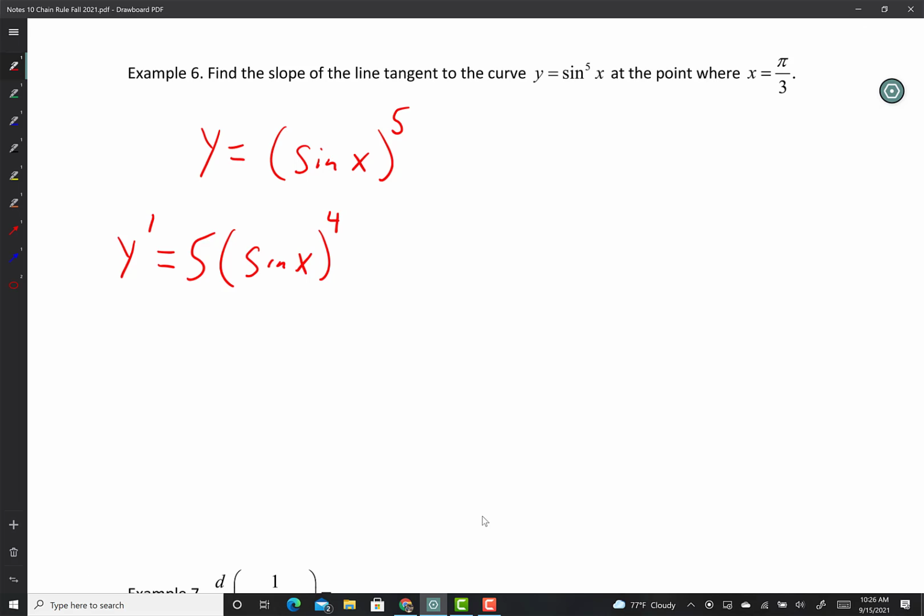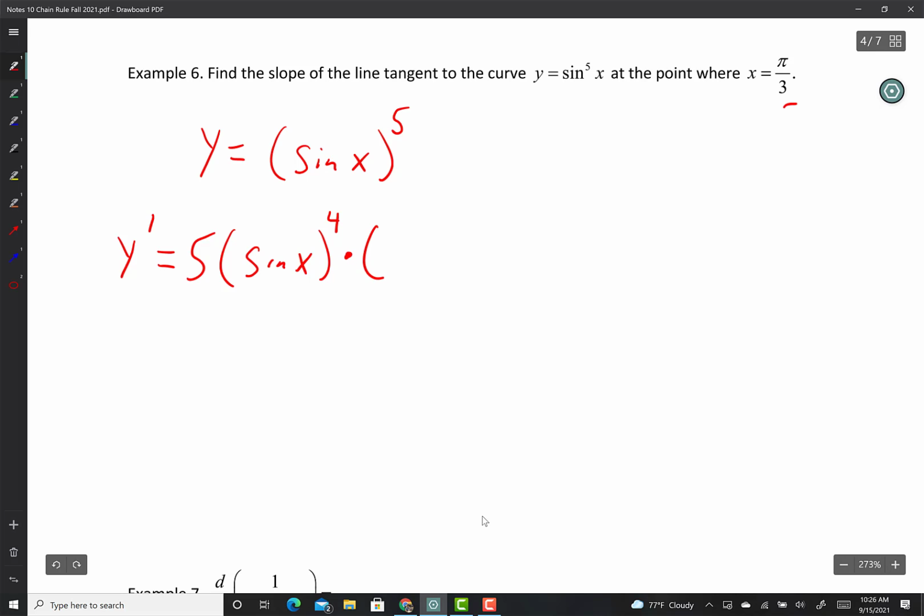Chavez, I don't get it. Hold on. Don't worry. Side note, it's like saying, what's the derivative of x to the 5th? 5x to the 4th. See? It's like saying that. 5, that x instead of x is sine x, and I subtract 1 from the power. Okay, am I done? No.